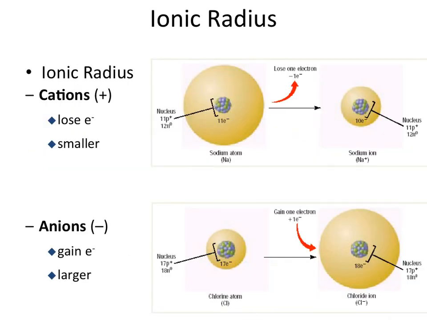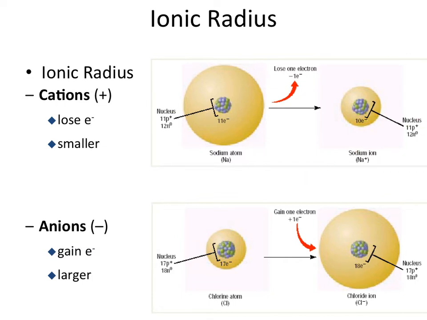So looking now more specifically at the ionic radius, we need to talk about what happens when a neutral atom forms an anion or a cation. If we look at our pictures here, I want you to notice that I have a sodium atom. Sodium is a metal, and typically metals give up electrons. So if sodium loses an electron, it's still going to have the same number of protons, because the number of protons is what determines if it's a sodium atom or a sodium ion. So 11 protons is going to remain constant throughout this process.